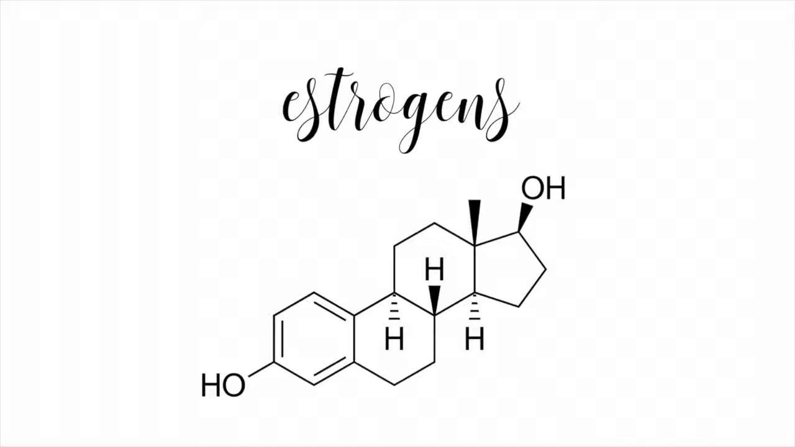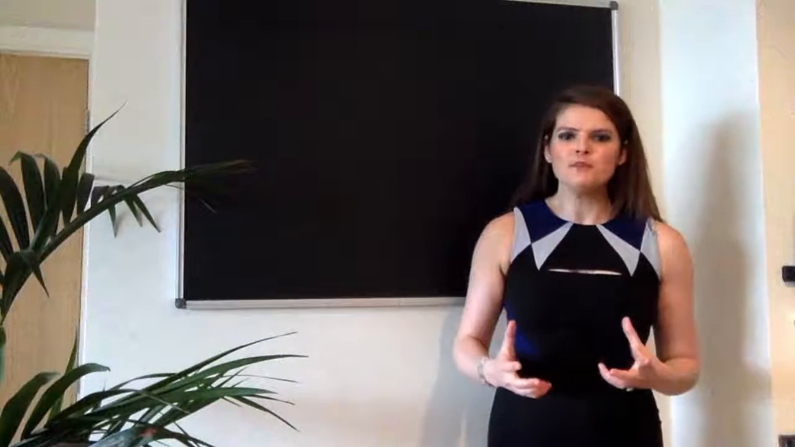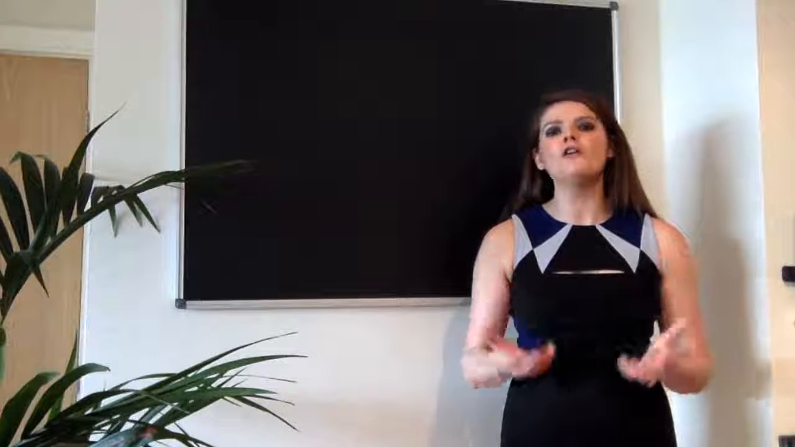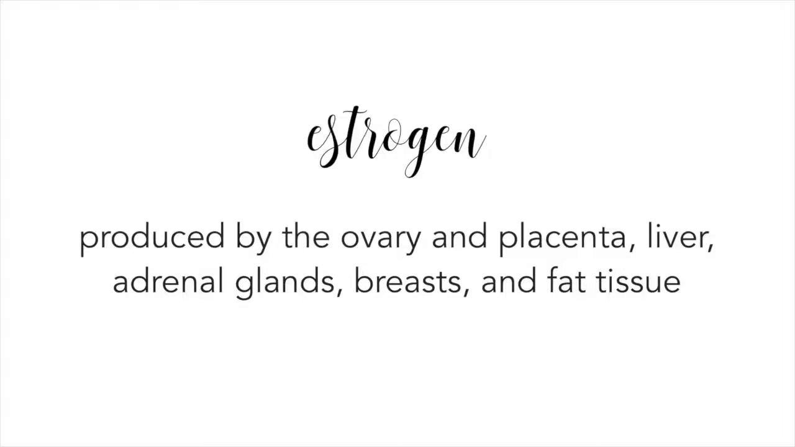In this section, we'll talk through the primary roles of the estrogens in the human body. The primary role of estrogen is to be the female sex hormone. It's responsible for the regulation of the female reproductive system and for the formation of all of the feminine secondary sex characteristics. Estrogen is produced by the ovaries, and during pregnancy, the placenta also produces estrogen.